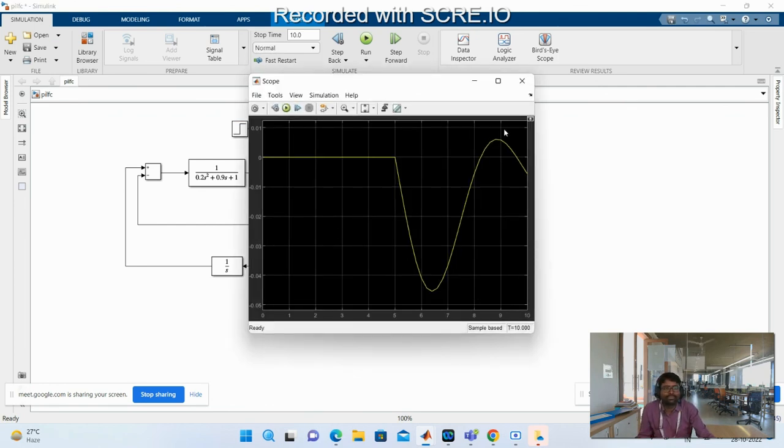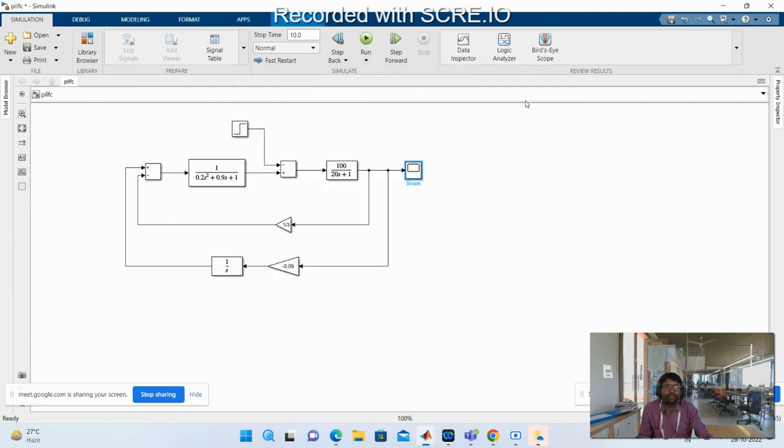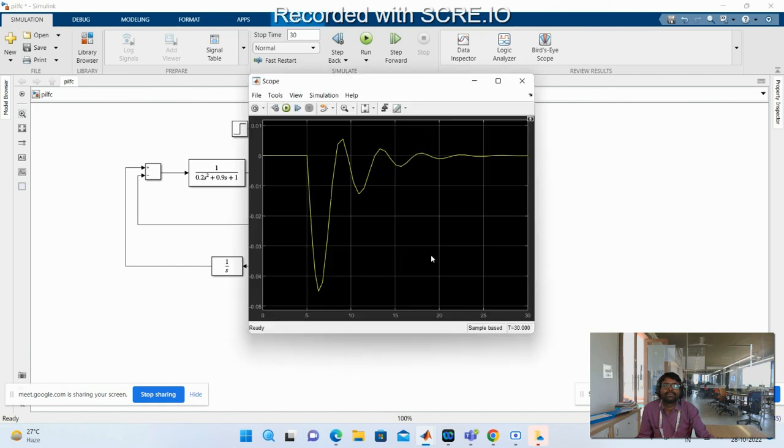So we are unable to see the steady state 0. I am running only 10 seconds, so simply increase it. What I have to do is increase the time. So I am keeping it at 30 now. Okay, just run. See how it will be.